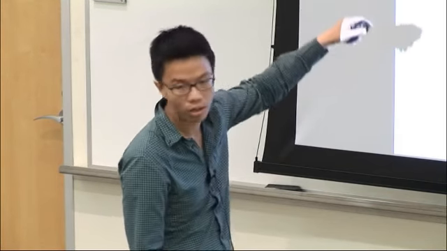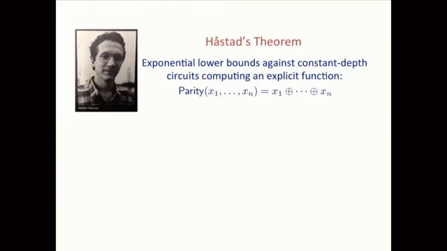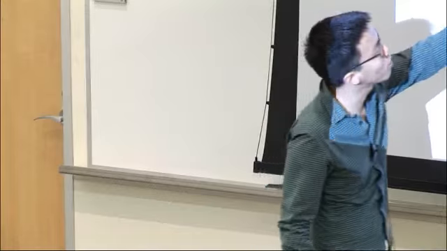Okay, so let's get started with Hastad's theorem. So Hastad's theorem: he proved exponential lower bounds against constant depth circuits computing an explicit function. And the function is very explicit, the parity of x1 to xn. There's no arguing that this is explicit. It's concrete, it's simple to describe.